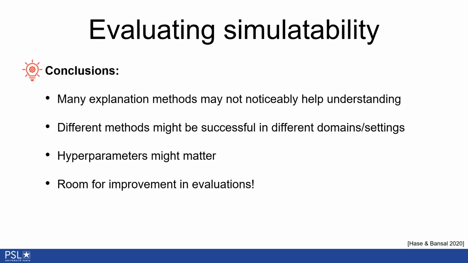A broader set of conclusions of this study is that, first, many explanation methods may not noticeably help understanding how a model works. Different methods might be successful in different domains and settings. Choosing correctly the hyperparameters of the different methods might matter, and it is not clear how to do this. And finally, altogether, there's a lot of room for improvement of evaluation methods for explainability. Evaluating explainability is a very active area of research.